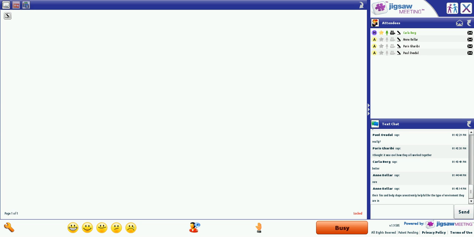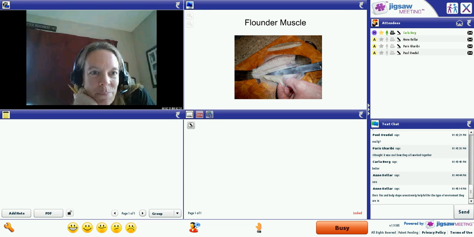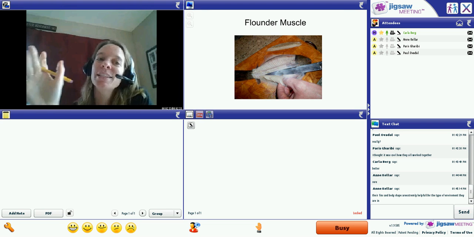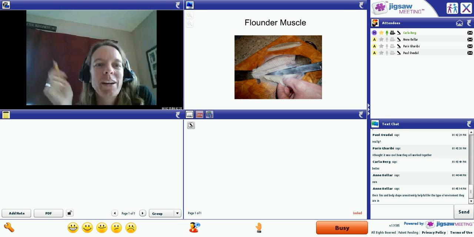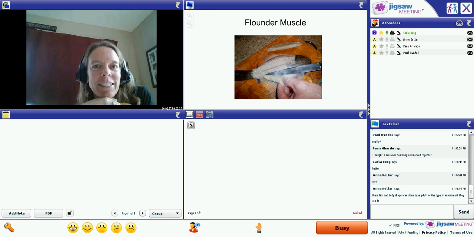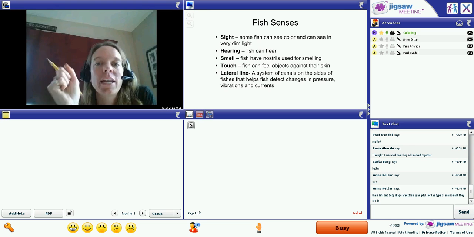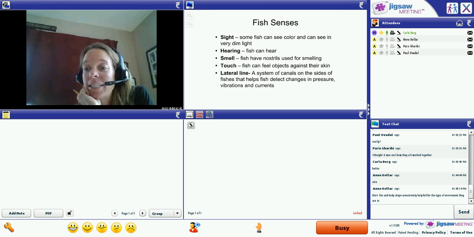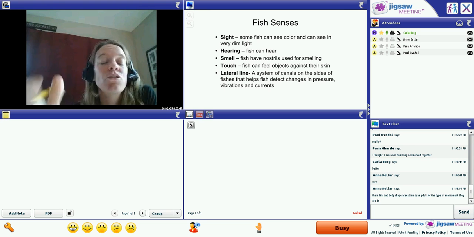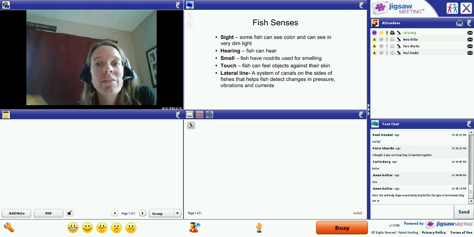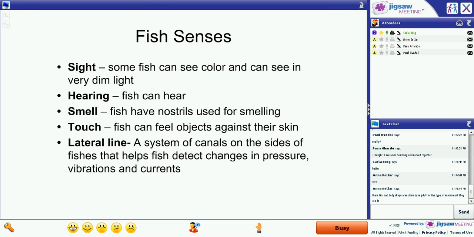So now we're going to go ahead and look back at our PowerPoints. In order to get there, you're going to make this whiteboard screen smaller. Now you can see me again, the 4 larger rectangles. And your screen on the PowerPoint, I just changed to fish senses. You can make it larger if you'd like, or you can leave it small, up to you. I'm going to make mine larger so it's easier to read.